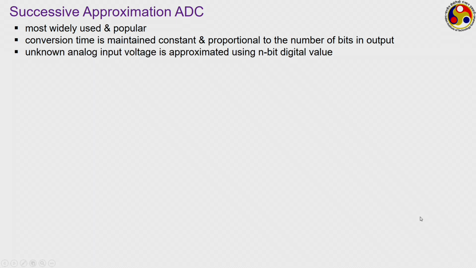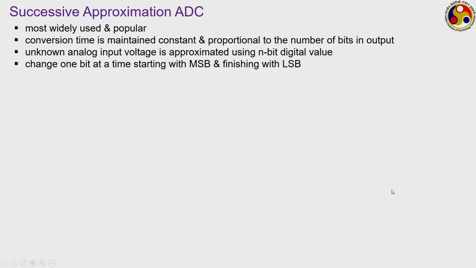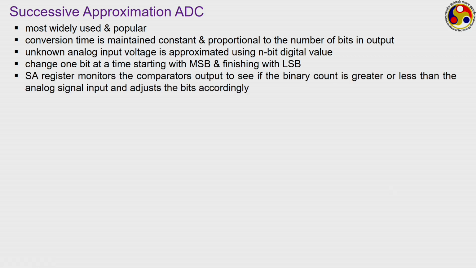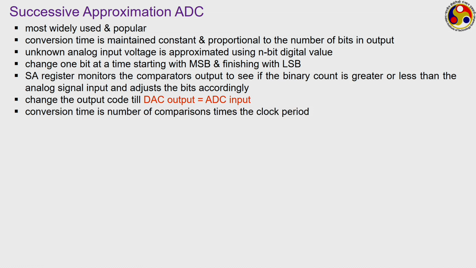Now, the unknown analog input voltage is approximated using an n-bit digital device. One bit is changed at a time, starting from the most significant one and finishing with the least significant one, and there is a register which monitors the comparator's output to see if the binary count is greater than or less than the analog voltage, and accordingly it adjusts the bits. It stops when the output of the DAC becomes equal to the analog input.